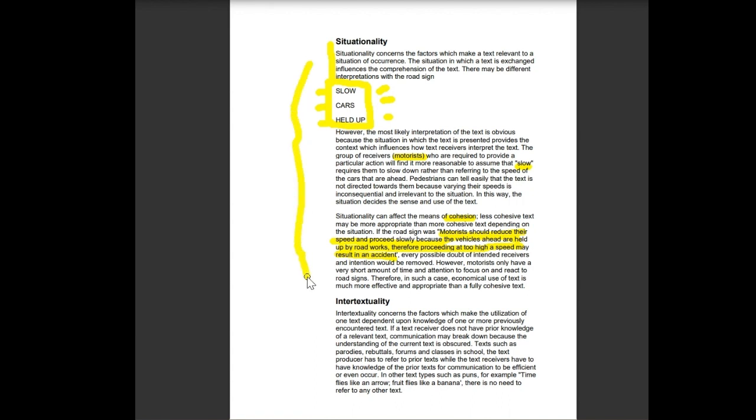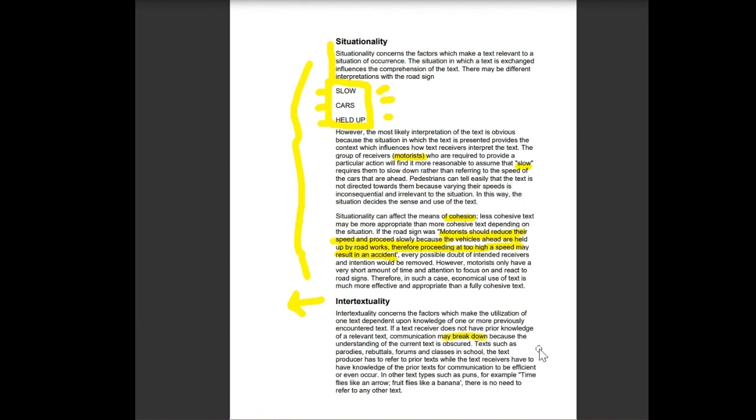I think this is very well understood now. So let's go to intertextuality. Intertextuality concerns the factors which make the utilization of one text dependent upon knowledge of one or more previously encountered texts. If a text receiver does not have prior knowledge of a relevant text, communication may break down because the understanding of the current text is obscure. In other words, intertextuality means a previous background of the situation. It could be a kind of relationship with situationality.